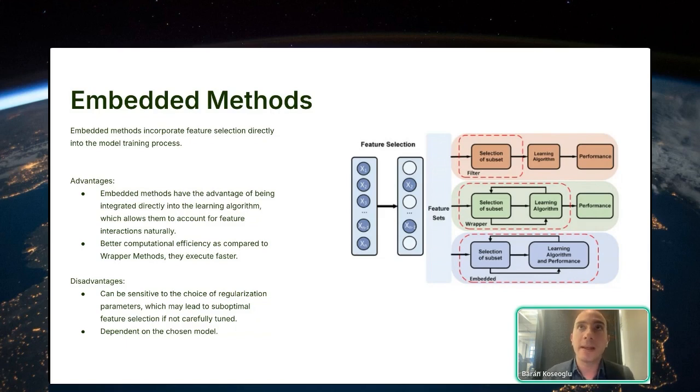Disadvantages is that they are dependent on the selected model. So if you, for example, run an XGBoost, right, and you have an embedded method, it may not work for another machine learning model. And they can be quite sensitive to the regularization parameters, the hyperparameters that you use for the model, since they incorporate feature selection in the training process.